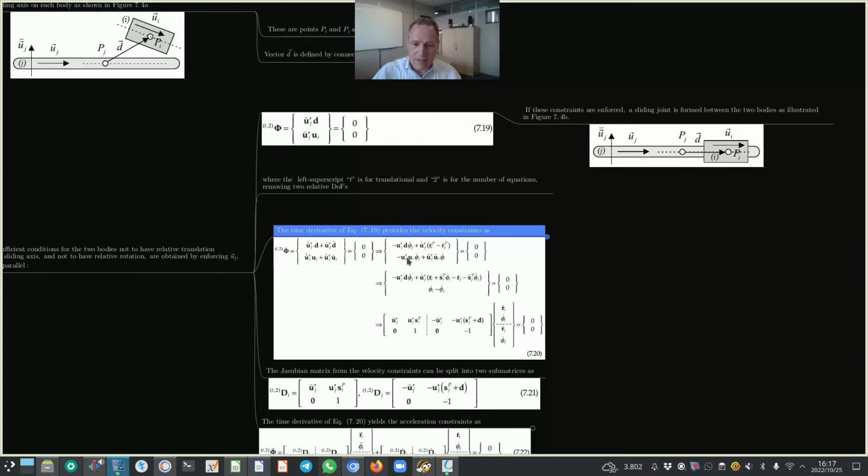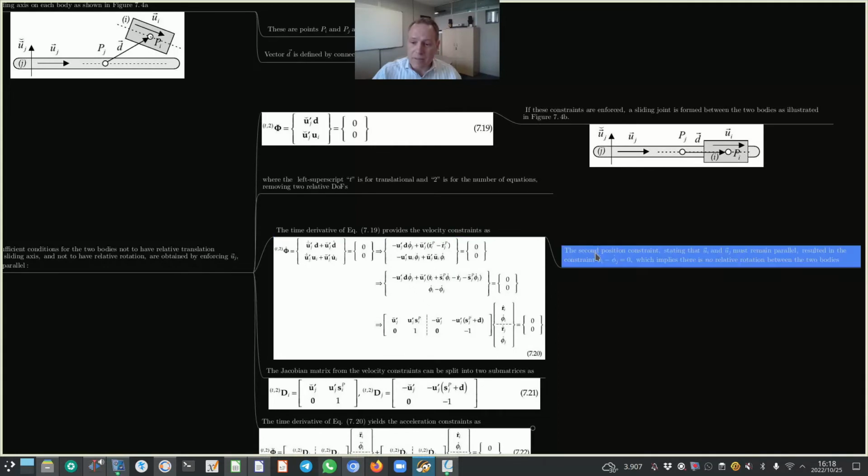Okay, if you look at the second row of the top line of equation 720 and you compare that to the second row of the second line of equation 720, you can see that there is a simplification. How did we get to that?